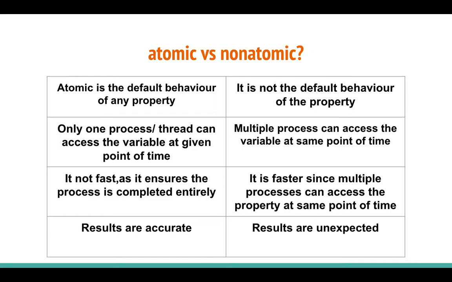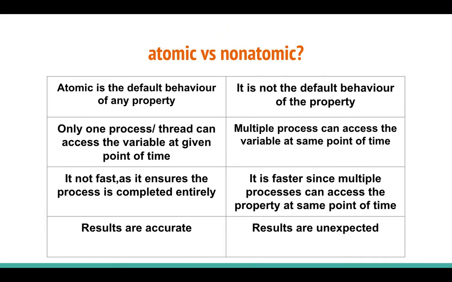So atomic is slower, but it ensures the process completes entirely. Nonatomic is faster, and multiple threads can access the property at the same point. With atomic, results are accurate, but with nonatomic, results are unexpected.